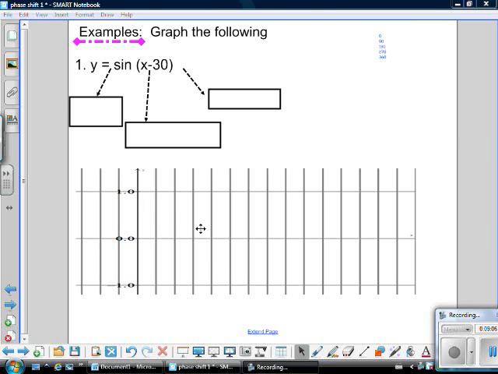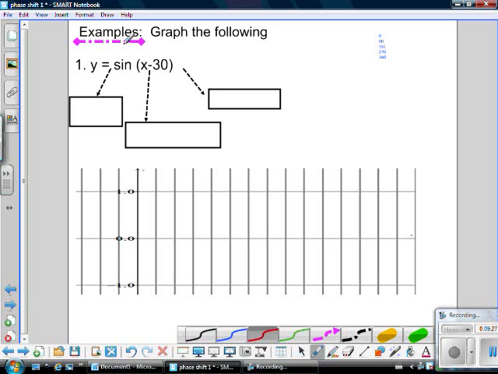Now I know that in the past I've been getting rid of my graph, but today I'm going to leave it there just to save some memory in producing the video. So y equals sine bracket x minus 30. So just like what we did before, I want to get as many marks as possible if you want to look at it that way.